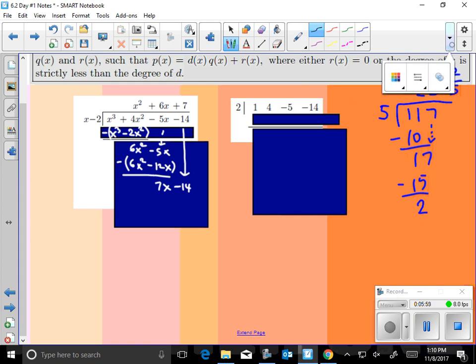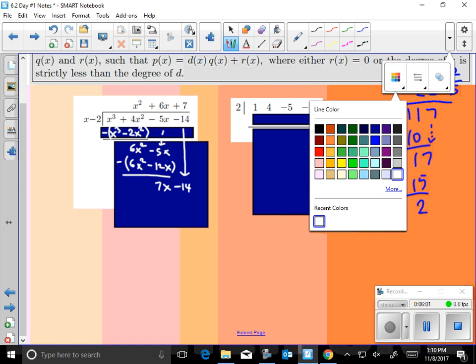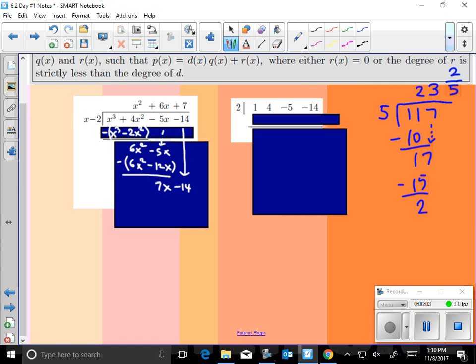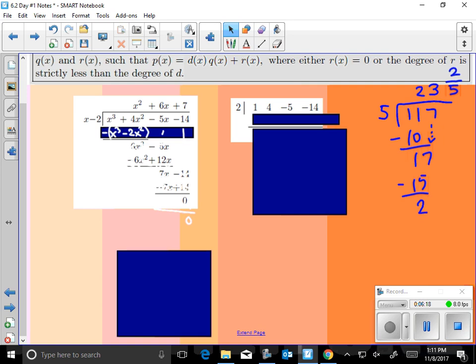I know this is now going to be a multiple, which means that this will be a factor. 7 times x minus 2 is 7x minus 14. And when I subtract, I get a remainder of 0. All right, let's see. I'm going to pull this purple sheet away, and we'll see if I did it right. Oh, yes, I did. Yes, you can see that.